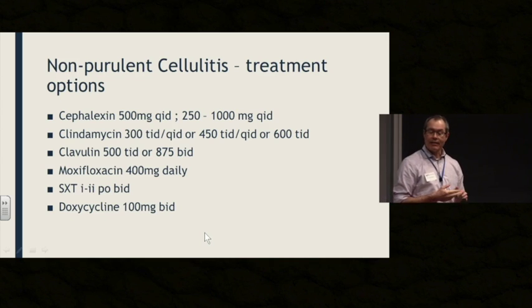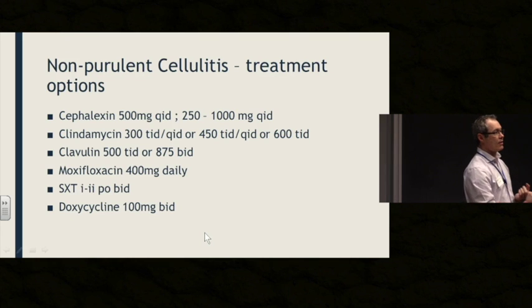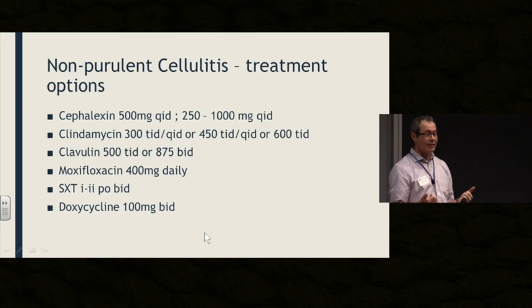And then clindamycin can be useful for non-purulent cellulitis in someone who's got a significant beta-lactam allergy. Actually, before I go to clinda, I'll just say a lot of guidelines talk about the use of dicloxacillin in the US. But we don't have that here. We have cloxacillin here, which I rarely prescribe because it's not that well tolerated. It also doesn't cover strep as well as the diclox does in the US.